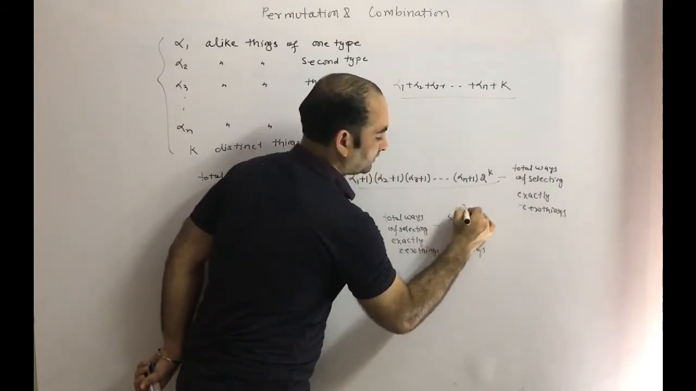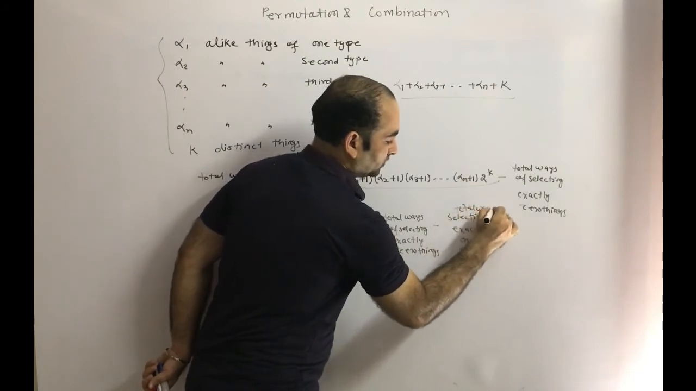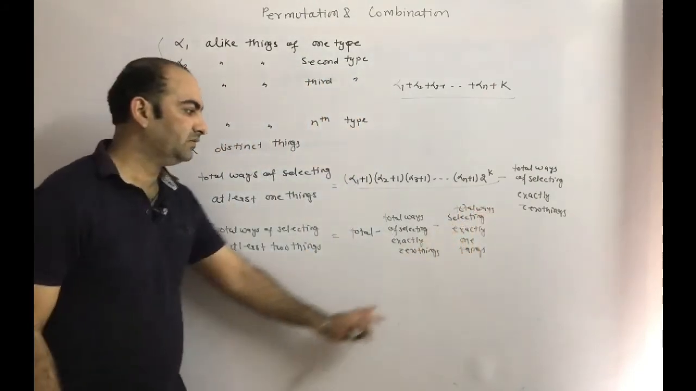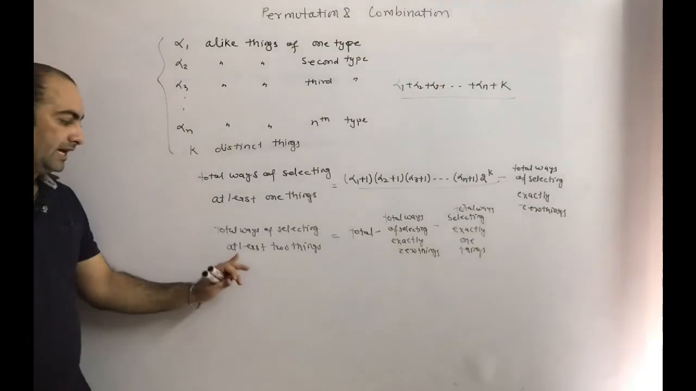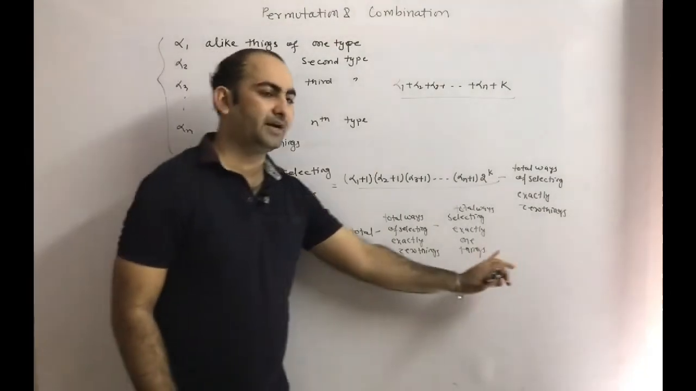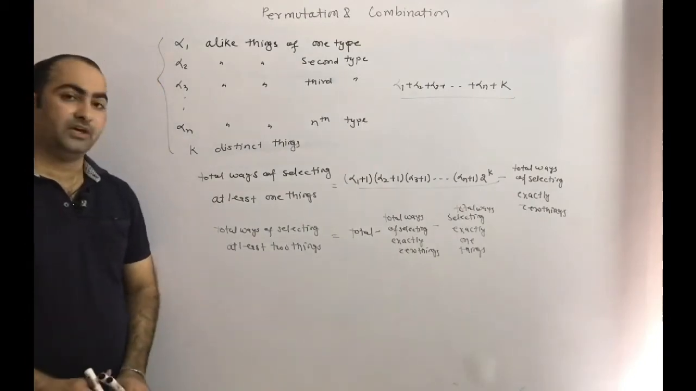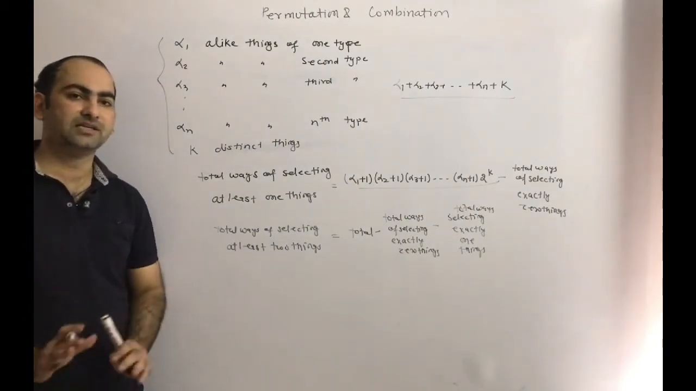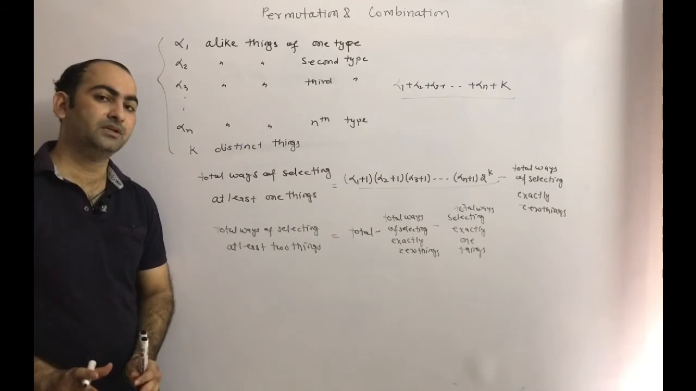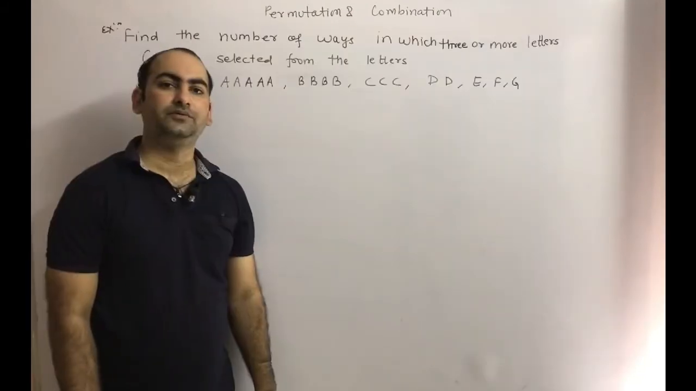Okay, this is also total ways of selecting exactly one thing. Similarly, if you want at least 3 things, then you have to subtract the ways of selecting exactly 2 things also. Okay, so like that you can do. If you don't understand this one, see the last lecture, in which we took one example for explaining this. Now we are taking one example.